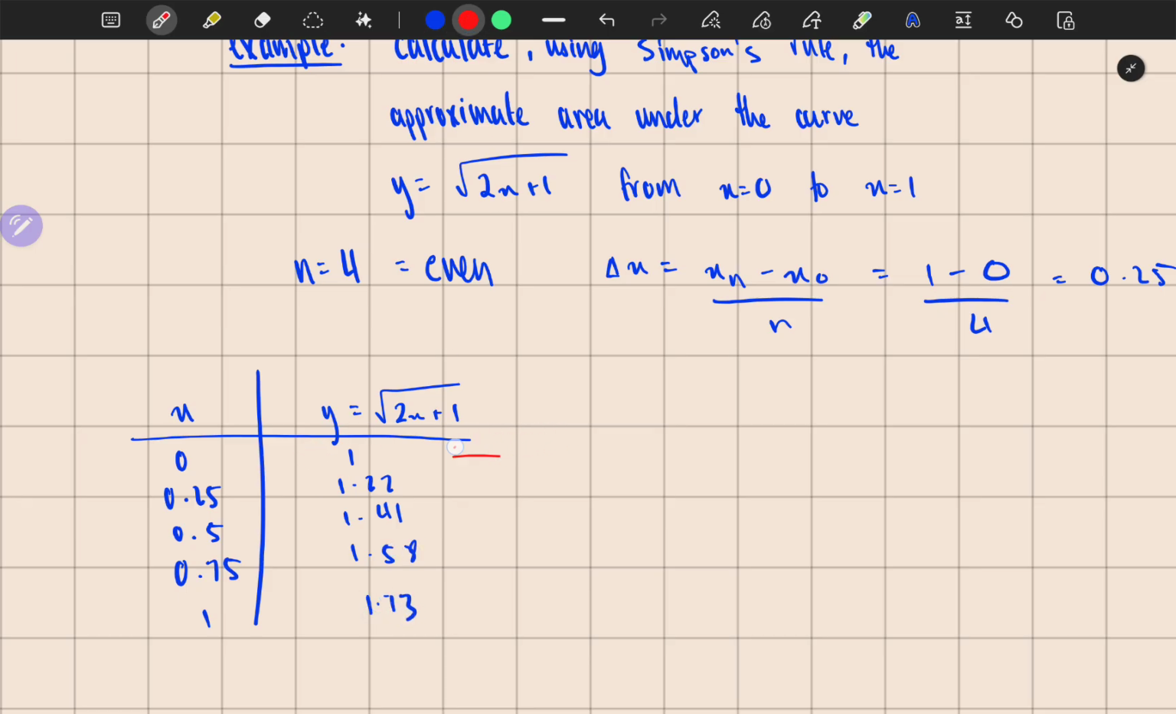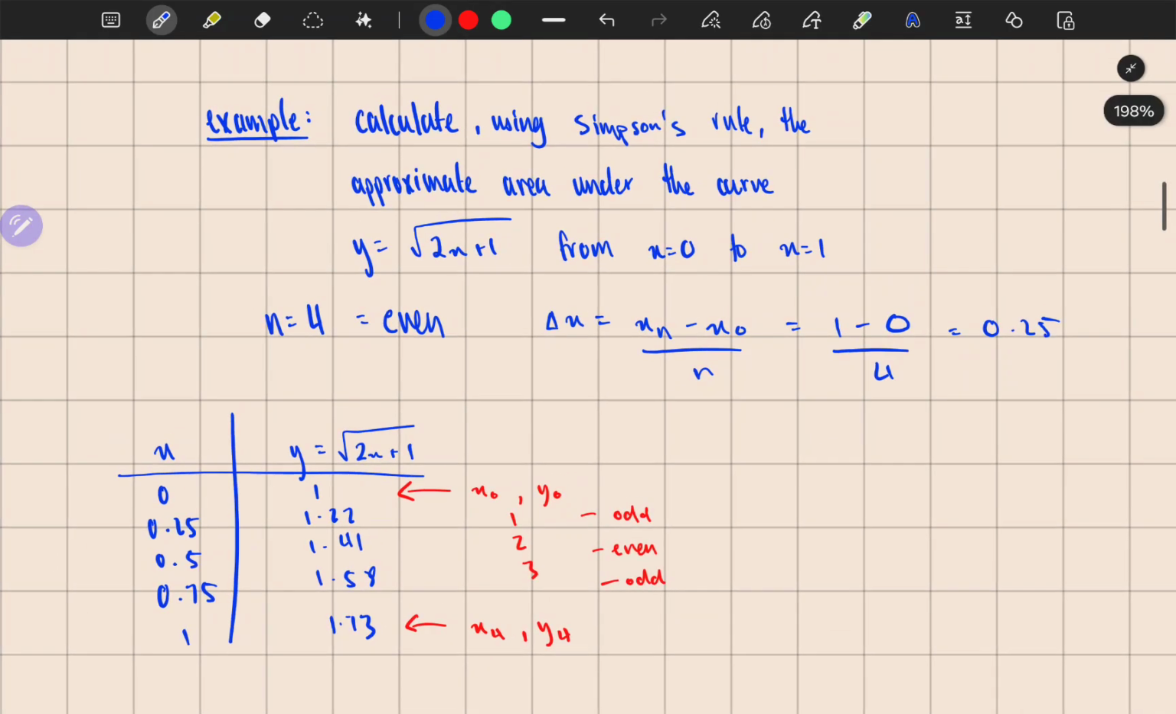Again, your corresponding values, this is x of 0, y of 0, and because there are 4 regions, the last one's going to be x of 4, and then y of 4, and then everything in between is going to be x of 1, 2, and 3. So this is odd, even, odd. Now you're only concerned about the odds and evens for the x and y values on the inside. The first and last values, they don't have a coefficient in front of them, so we're not concerned about whether or not it's even or odd.